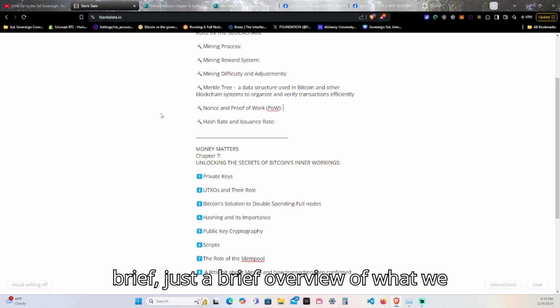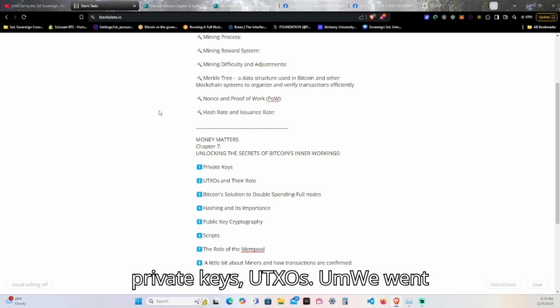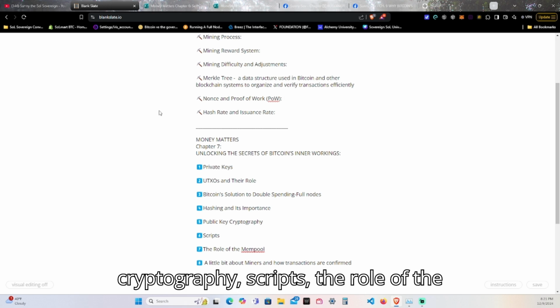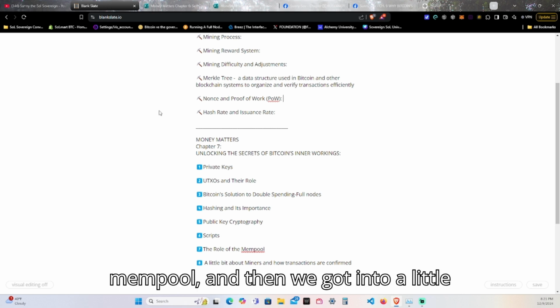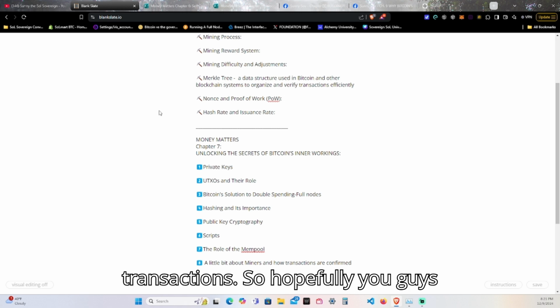Last chapter, just a brief overview of what we went over in Chapter 7. We went over private keys, UTXOs, full nodes, hashing, public key cryptography, scripts, the role of the mempool, and then we got into a little bit about miners and how they confirm transactions.